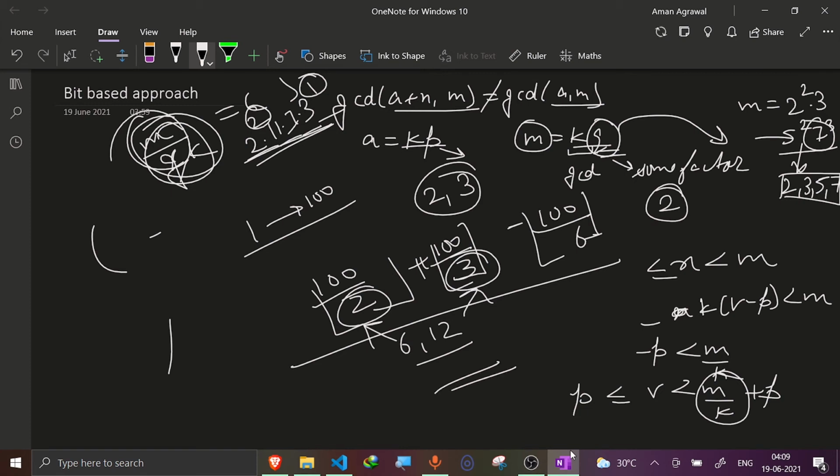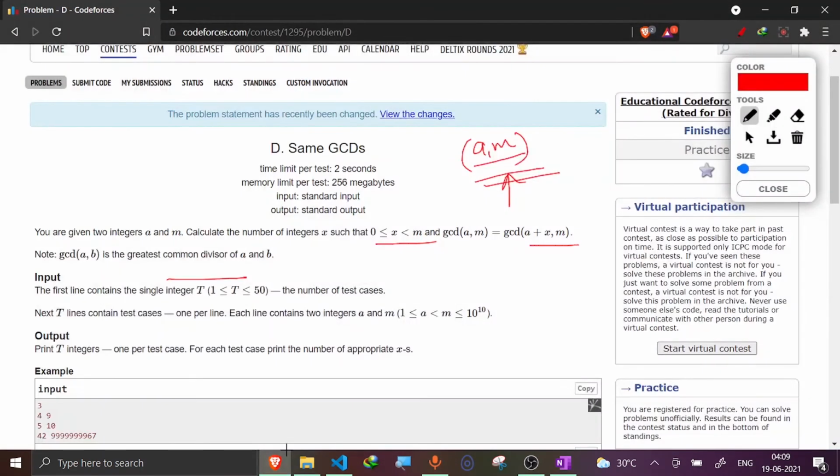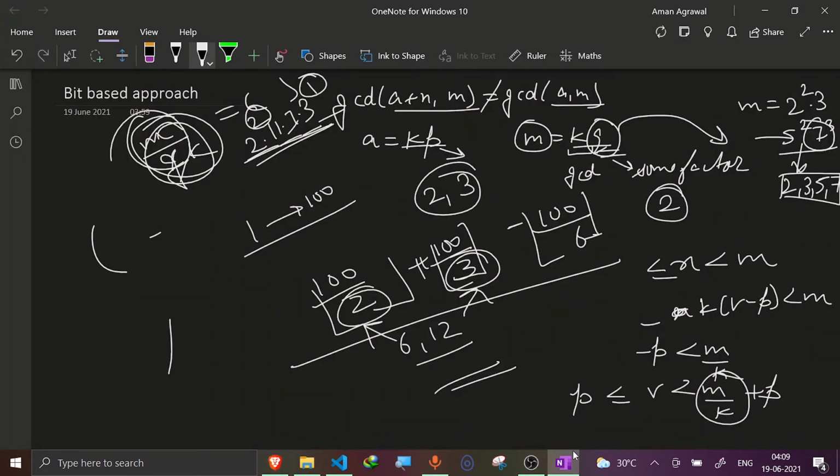So for implementing this, what I'm proving sort of this is, as the constraints were up to 10 raised to the power 9. So basically to get numbers up to 1e9, I just need to multiply and check how many numbers are maximum possible. So for checking this, I multiply the lowest primes.